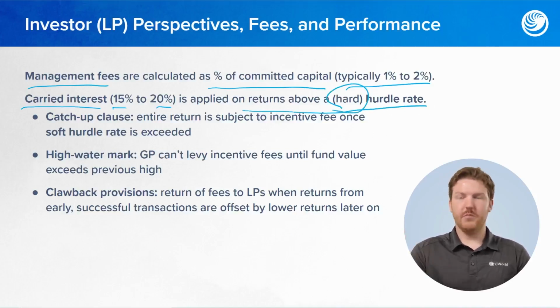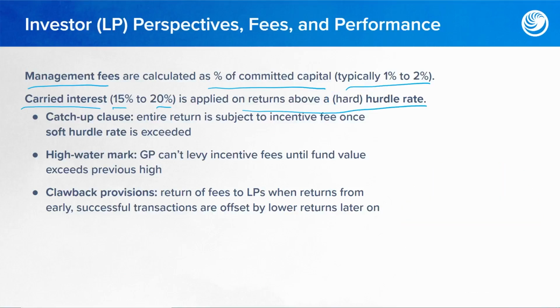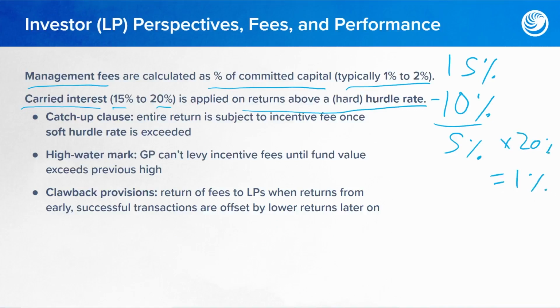So for the hard hurdle rate, let's say there's a hard hurdle rate of 10% returns. So if this manager in 1 year actually gets 15% returns, that means 5% of the returns were above this hurdle rate, and they're going to take, let's say this carried interest is 20%. So they'll take 20% of that 5%. So they'll earn themselves an extra 1% for that year. That's basically how this hard hurdle rate works.